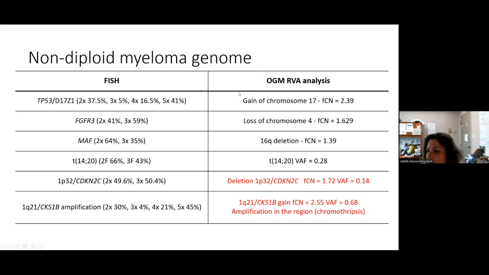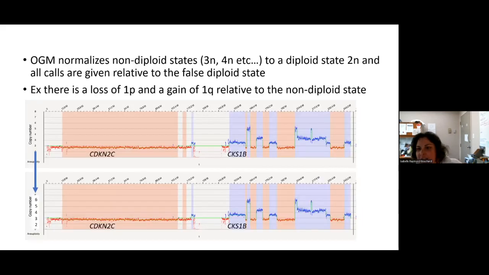And you can see other discrepancies when you compare to the FISH data. The main reason for this is because this is not a diploid genome, but unfortunately, OGM is not capable of seeing that it's a non-diploid genome. It's either a 3N or 4N or potentially a triploid genome. But unfortunately, what OGM does is it normalizes the non-diploid state to a diploid state, and then it gives calls relative to this diploid state that it has created.